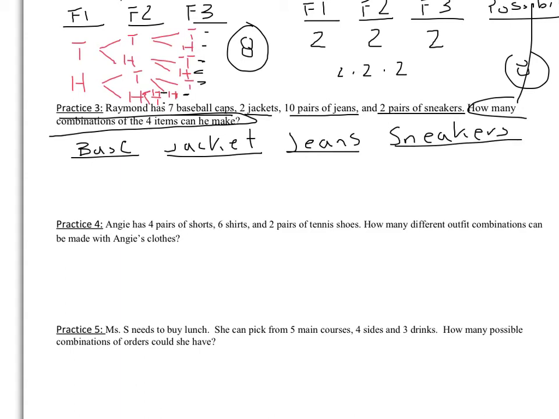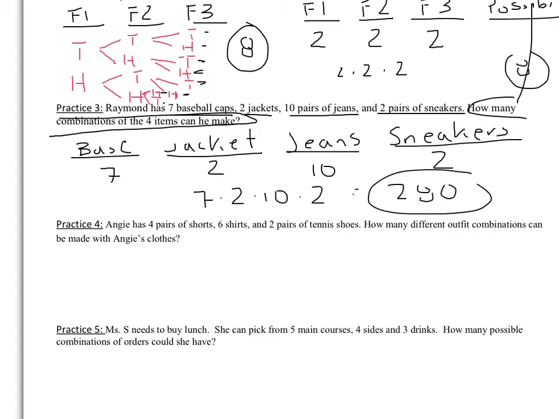Now, how many does he have? Well, he said he had 7 baseball caps, he had 2 jackets, 10 pairs of jeans, and 2 pairs of sneakers. So how many total possible outcomes are there? Well, 7 times 2 times 10 times 2. That gives us 280 possibilities. So there's 280 combinations of cap, jacket, jeans, and sneakers that he can make.